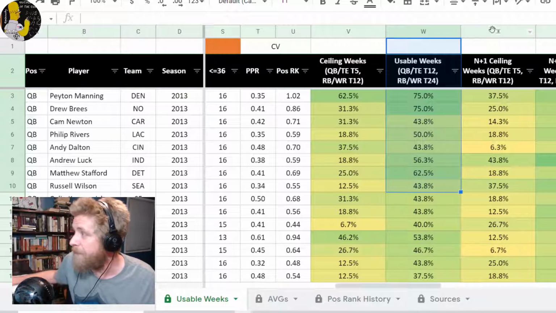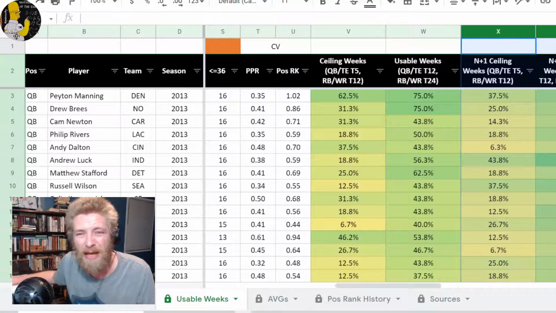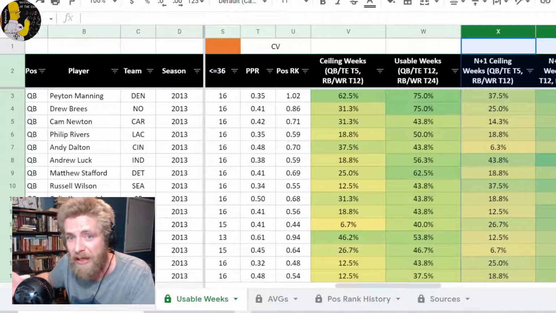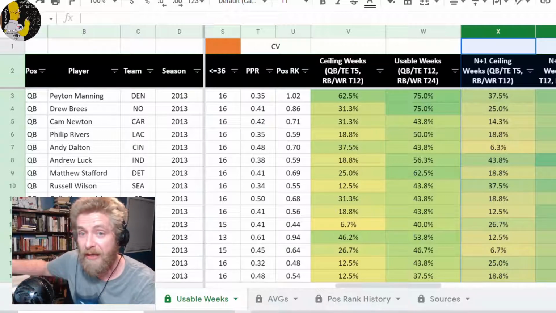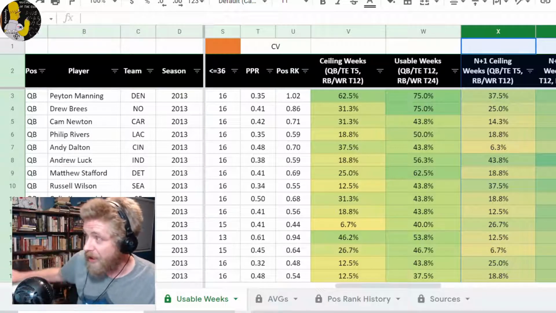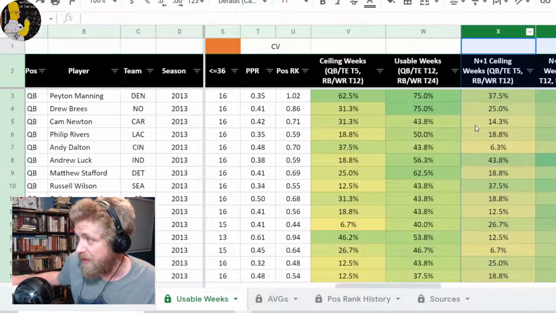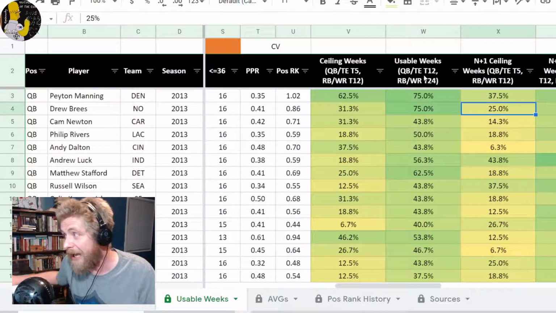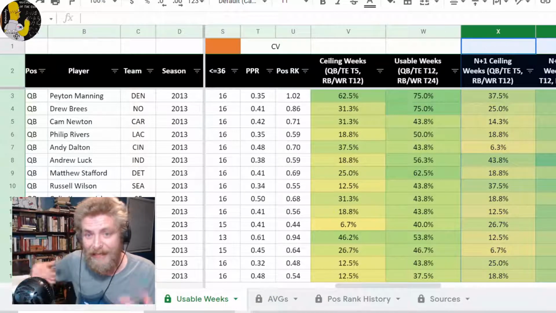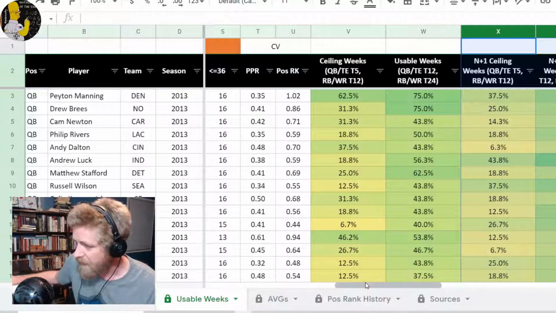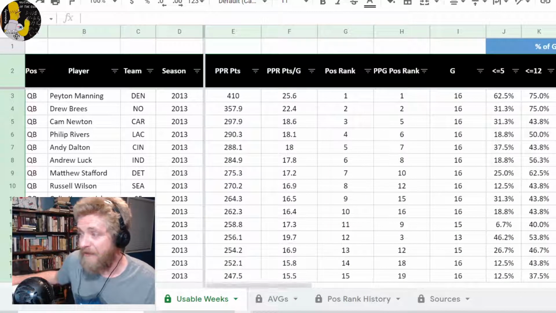I also did N+1 just so we could maybe test consistency. Does a player continue to produce similar numbers of usable and ceiling weeks? I haven't run that R² test yet, but I threw it in there because I already had the data set up with a helper column. And so this N+1 column is their usable and ceiling weeks the following season. But obviously you also have to put a game threshold in. They have to also play 8 games the next season, for example. But anyway, I just threw those in there, and that's the whole first tab.